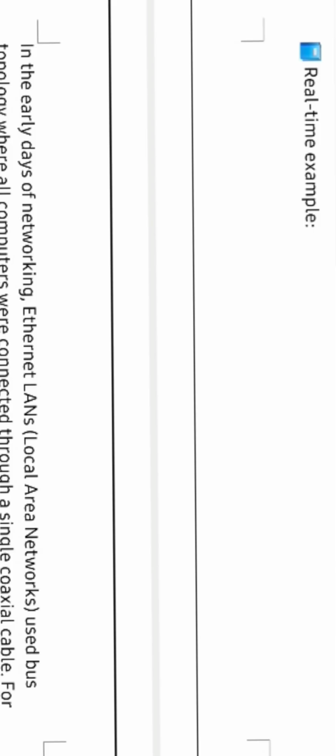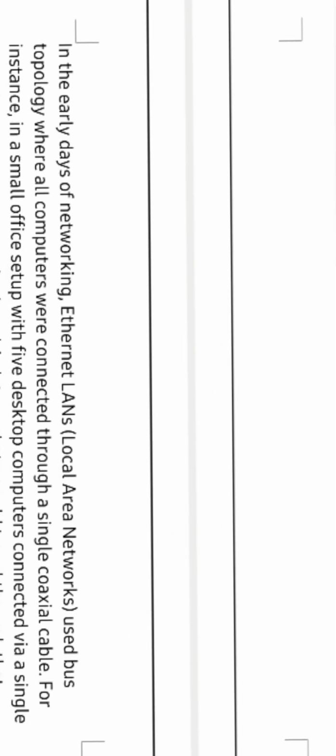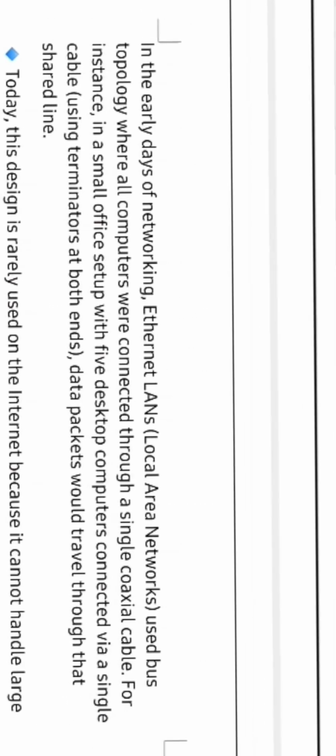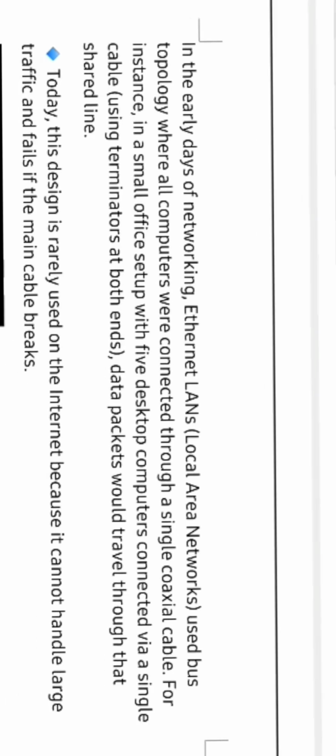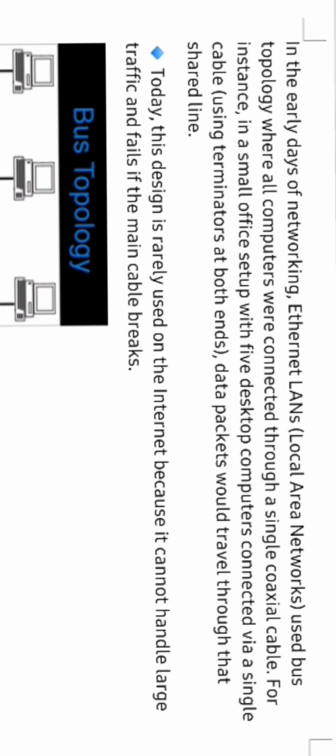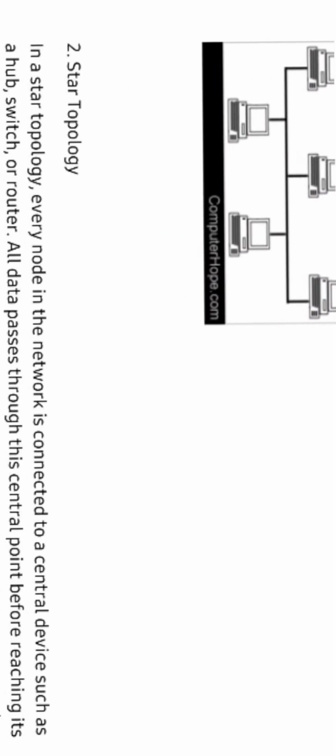Now let us see a real-time example for bus topology. In earlier days, small office networks used bus topology by connecting all computers through one coaxial cable. Data would travel along this shared line and terminators were placed at both ends of the cable. But today, this structure is rarely used because it cannot handle heavy traffic and the whole system depends on that single cable.